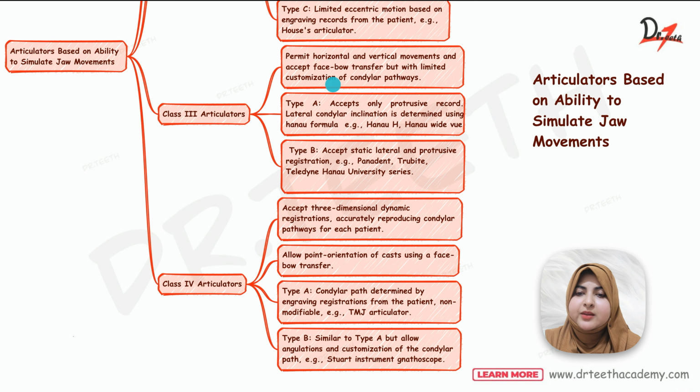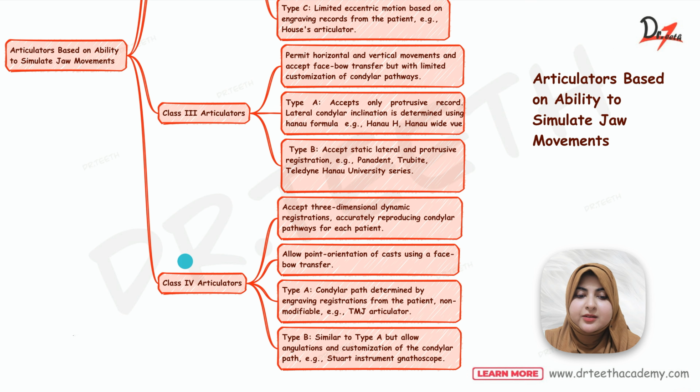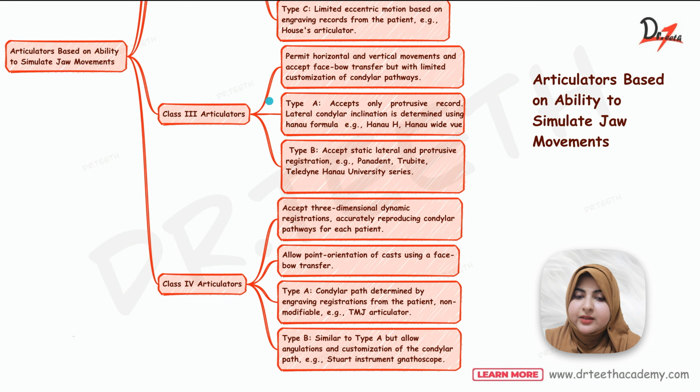Here also you have some limited customization that you can do. It is not fully customizable because we again have a type 4 articulator which is fully customizable. Now class 3 articulators are of two types, type A and type B. Now type A, you must have used it if you are a postgraduate or a prosthodontist. This is your Hanau wide view.